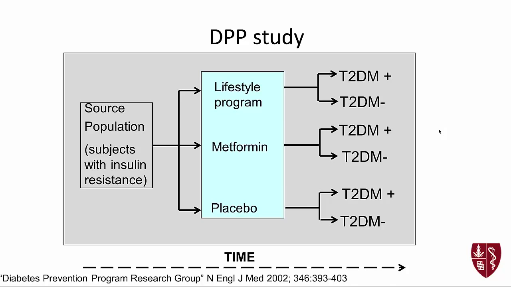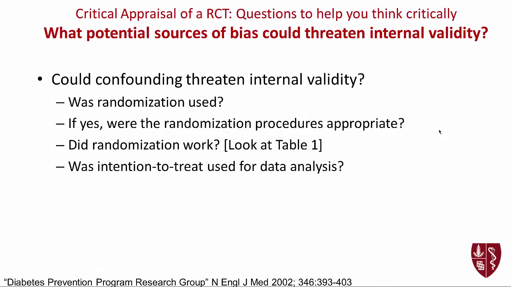So now let's look at the next set of questions, and these have to do with systematic sources of error that might threaten the internal validity. So as we discussed, the first one is confounding. As we see in the paper, yes, randomization was used, and in a minute we will look at Table 1. But the other question we wanted to know was, was intention to treat used?